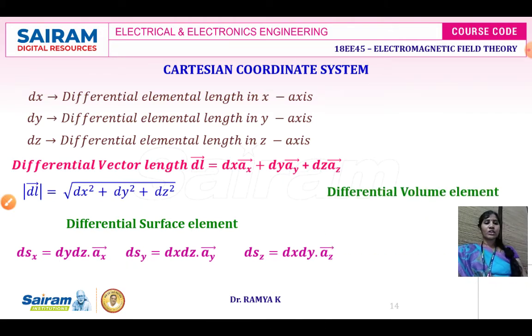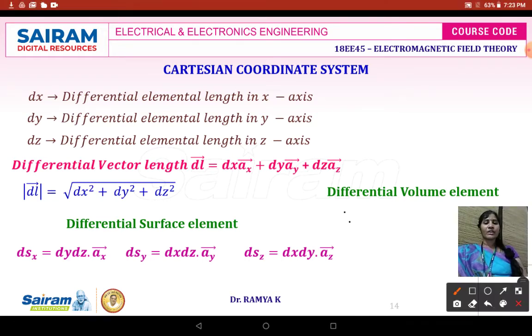Then the differential volume element. The differential volume element will be represented with the letter dv. dv is the differential volume element where we are going to have dx, dy and dz. So this is going to be your differential volume element.